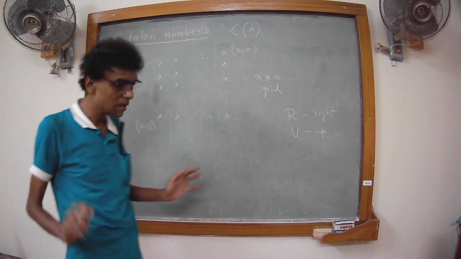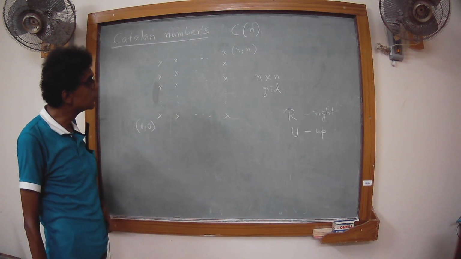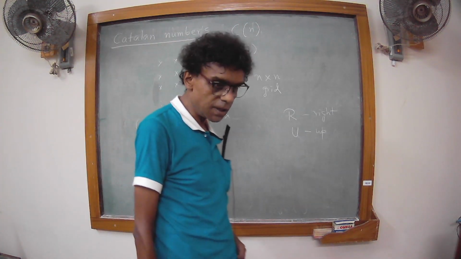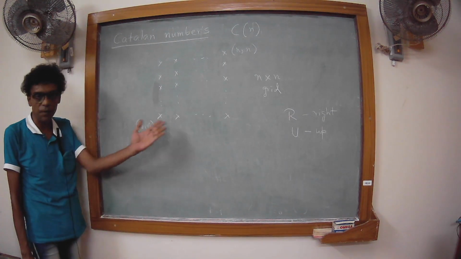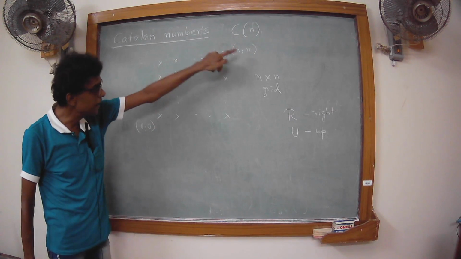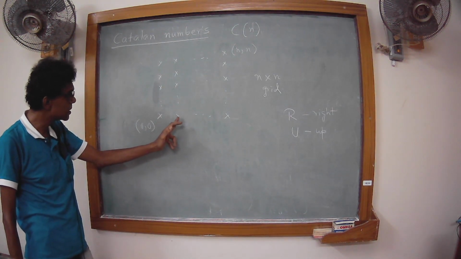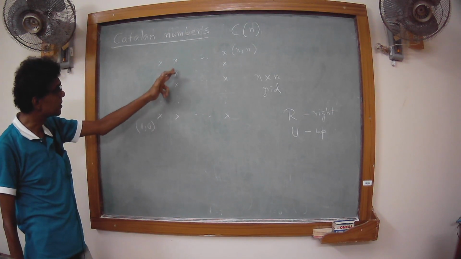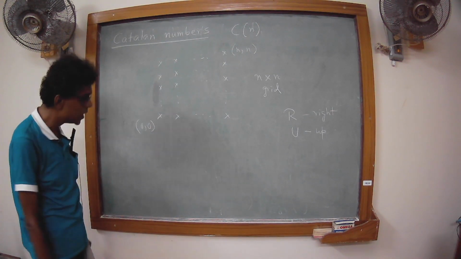Okay. So the first question, which has nothing to do with Catalan numbers, but is very relevant and related. How many different paths are possible from 0, 0 to n, n, if only these movements are allowed? Right means just go to the next point to the right. Up means go to the next point in the grid in the upward direction. So how many paths are possible?